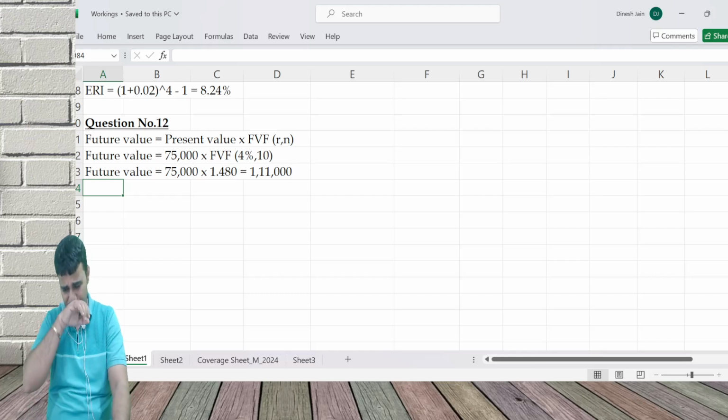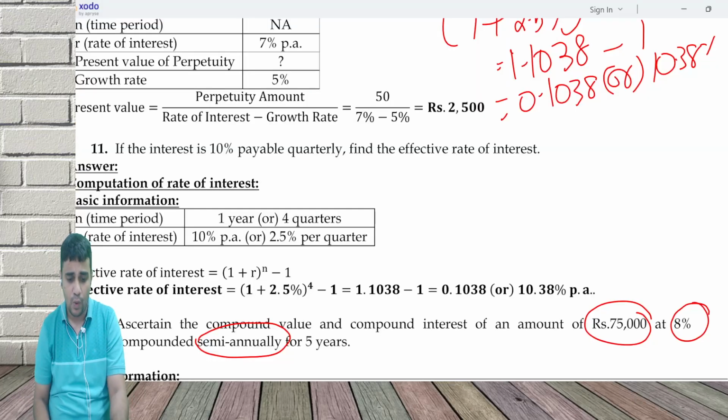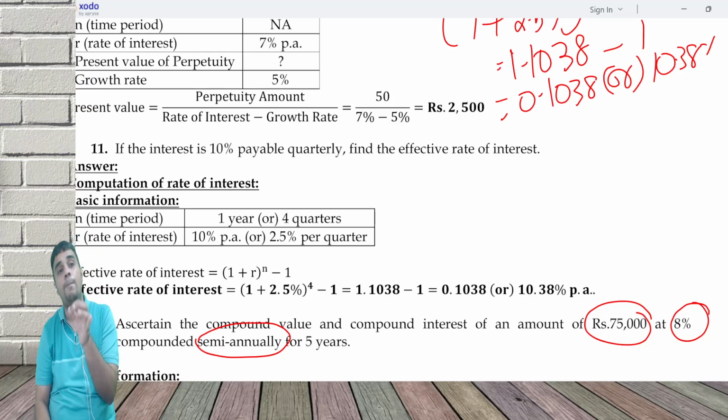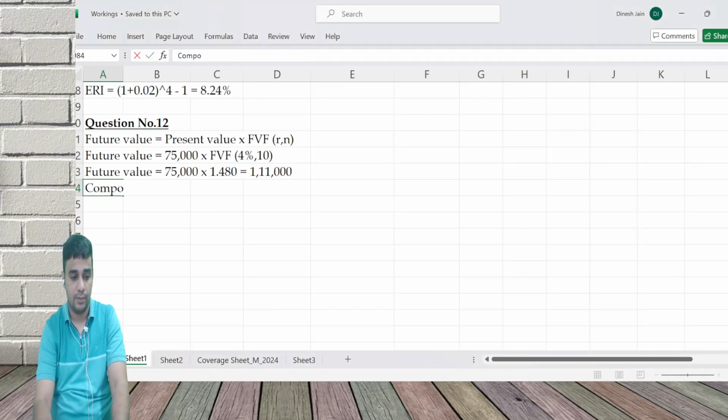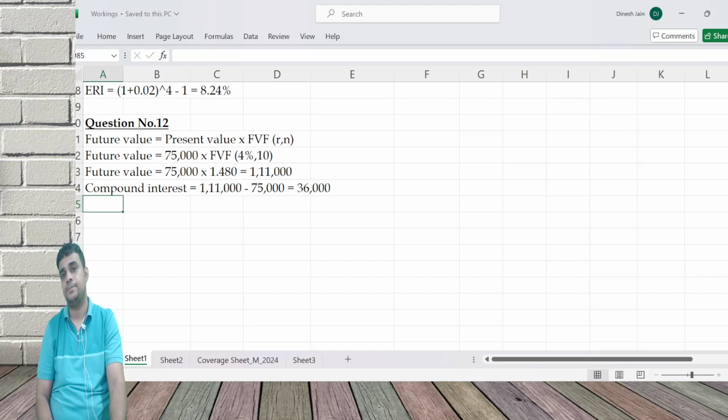This is called compound value. The question is asked, what is the compound value and compound interest? This is called compound value. Interest is how will I calculate? Yeah, 1,11,000 minus 75,000. Clear? Any doubts? Some of you look a little confused, so let me know if there is a doubt.